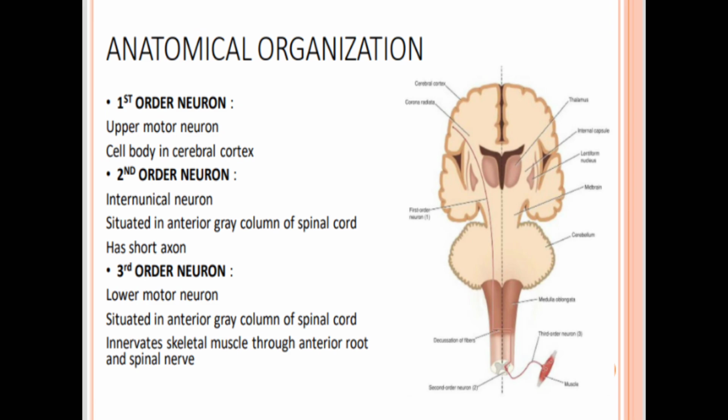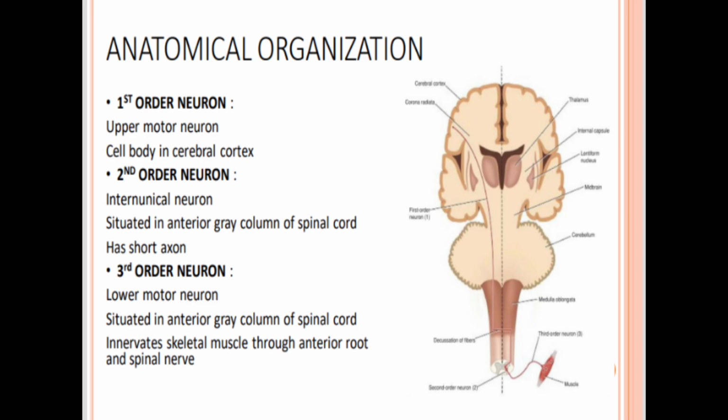As you know, our higher cerebral cortex is responsible for controlling or regulating our skeletal muscle activity. It does so by a series of neurons, and these neurons are basically three in number in the descending tracts, just as they are in the ascending tracts. But of course, there are some differences in the location of the cell bodies. These three neurons are the first order neuron, second order neuron, and third order neuron.